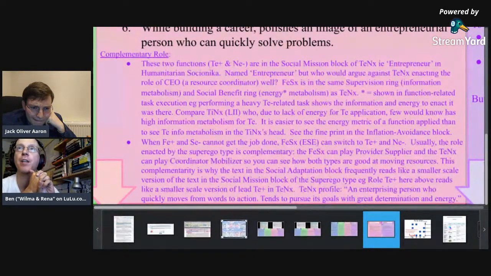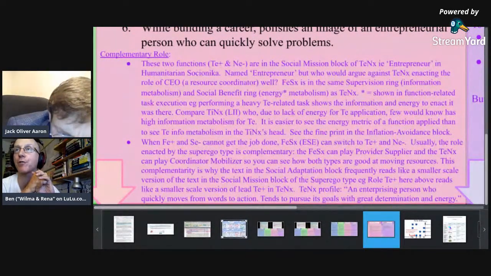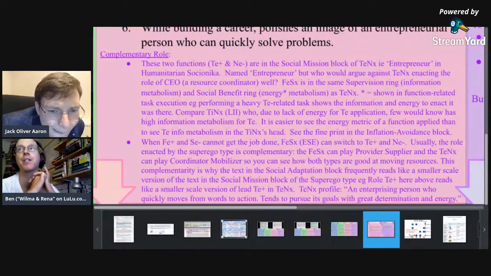When FE plus and SE minus cannot get the job done, ESE can switch to TE plus and NE minus. Usually the role enacted by the superego type is complementary. ESE can play provider supplier and the TENX can play coordinator mobilizer. So you can see how both types are good at moving resources. This complementarity is why the text in the social adaptation block frequently reads like a smaller scale version of the text in the social mission block of the superego type. E.g., role TE plus here above reads like a smaller scale version of lead TE plus in TNX. TNX profile: an enterprising person who quickly moves from words to action, tends to pursue its goals with great determination and energy. Over to you.